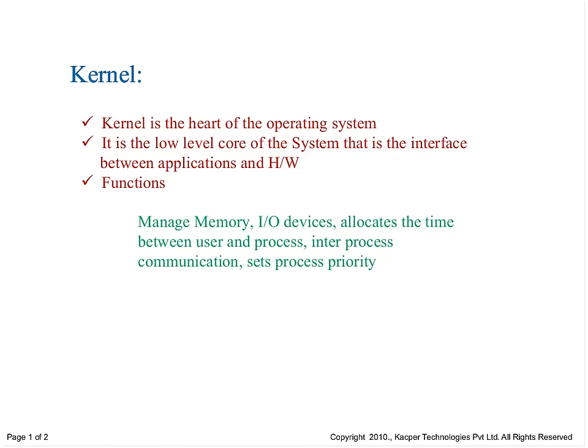So the functions that it performs are managing the memory, managing the IO devices, and then one of the key things that we talked about was the time sharing between the processes. So again, it allocates time between the user and the process. It also does the inter-process communication, which becomes very key when we want to interrupt a process, or when a process communicates with another process, handing over things, and it also sets process priorities.